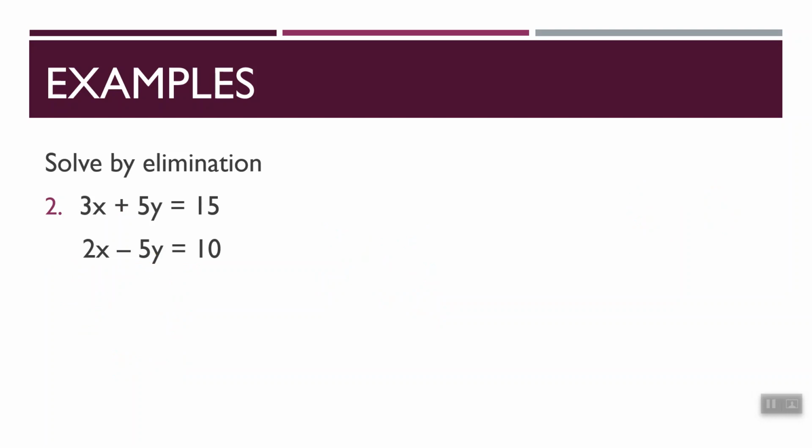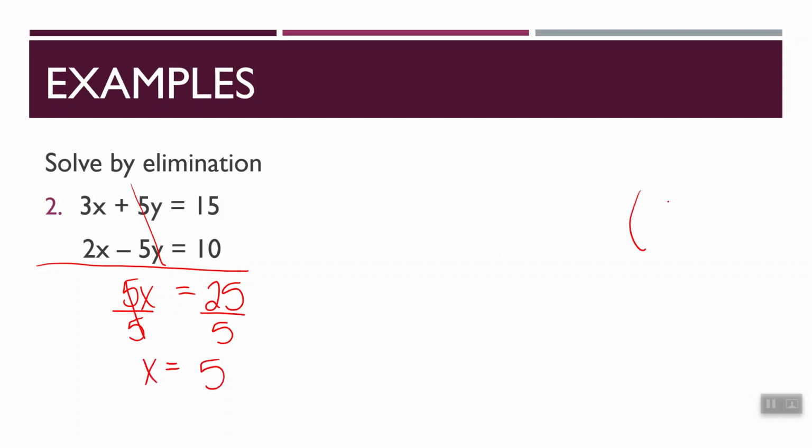3x plus 5y equals 15, and 2x minus 5y equals 10. So you can see that the y's have the opposite coefficients on them. So when we add the two equations together, the y's are going to cancel. 3x plus 2x is 5x, and 15 plus 10 is 25. And we're going to solve for x. x equals 5, and now we're going to plug that in to either the first or the second equation to solve for y.